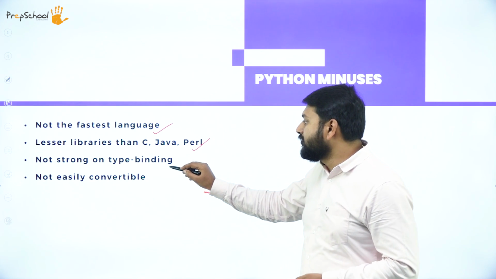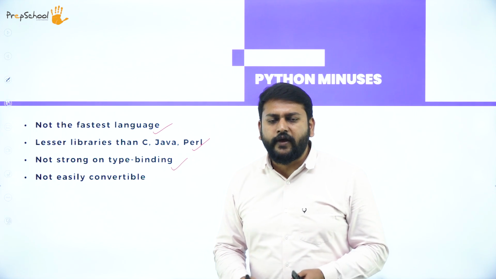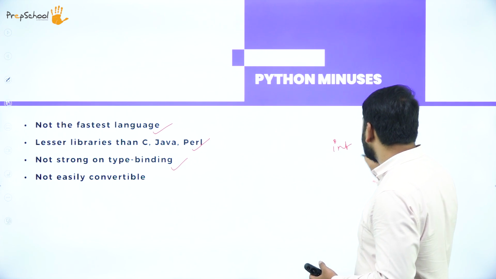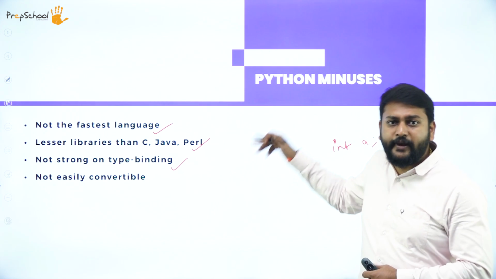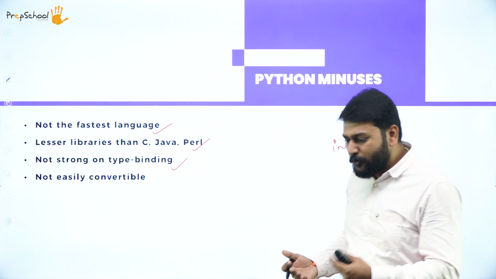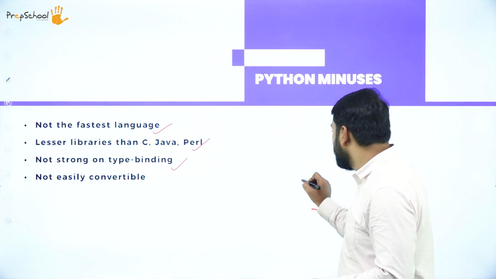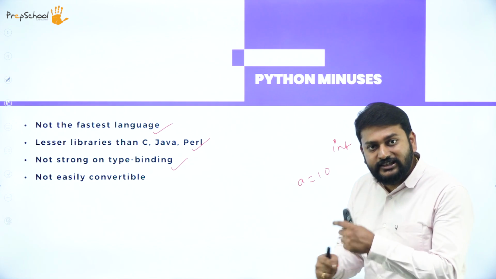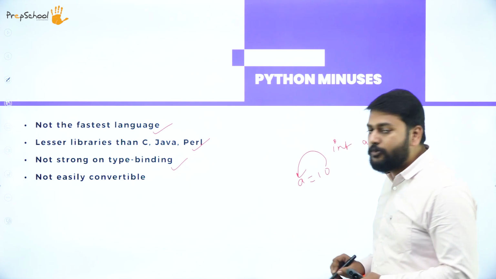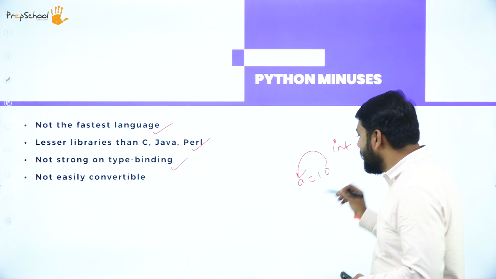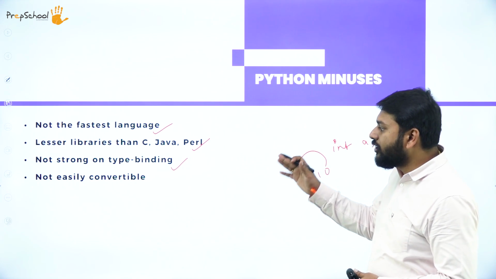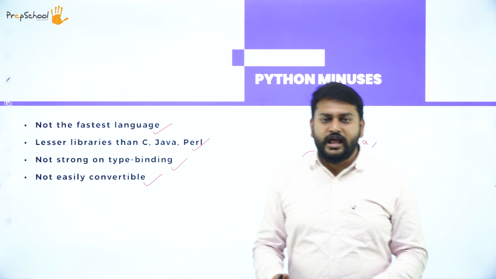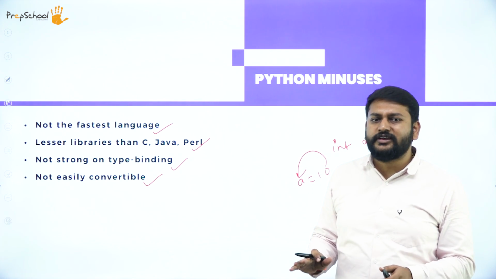Moving forward to the next one, not strong on type binding. What is the meaning of type binding? For example, in other programming languages you write a declaration. That is not required in Python. After writing a program, during execution, if you take a variable, you can just write it like this. You don't have to specify the type of the data. During execution, the value gets bound to this variable, and only then will it understand that this is an integer. So that is not strong in Python, is what they are saying. And then they specify it is not easily convertible to other languages. These are the different drawbacks that we have.